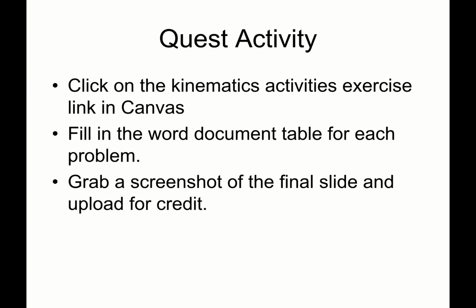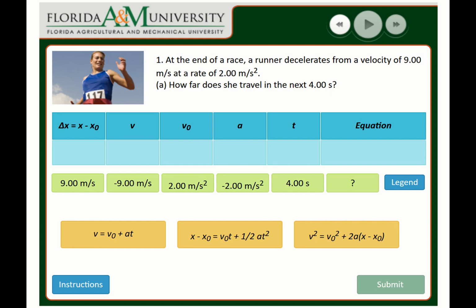Okay, so the activity for the quest is to click on the kinematic activities exercise, and it'll launch an interactive. There's a Word document table that you can fill in all the variables, and then when you finish, a slide will come up saying that you finished it. Grab a screenshot of that final slide and upload it for credit. So let me just quickly walk you through it. So this is what the activity is going to look like. You're going to get a screen that looks like this.